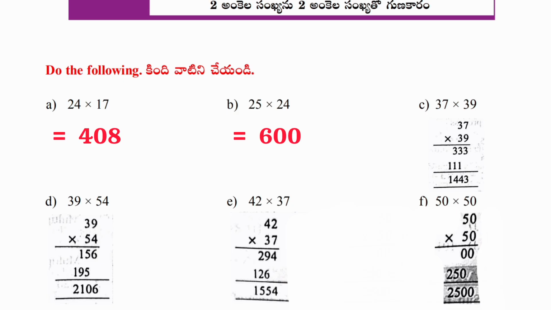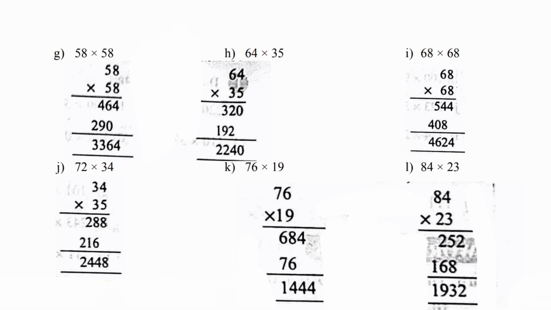After doing the multiplication, you will get the answer as 1554. Next one is 50 multiplied by 50. So this type of sums are very easy. You just put the zeros separately. First multiply the numbers. 5 5s is 25.